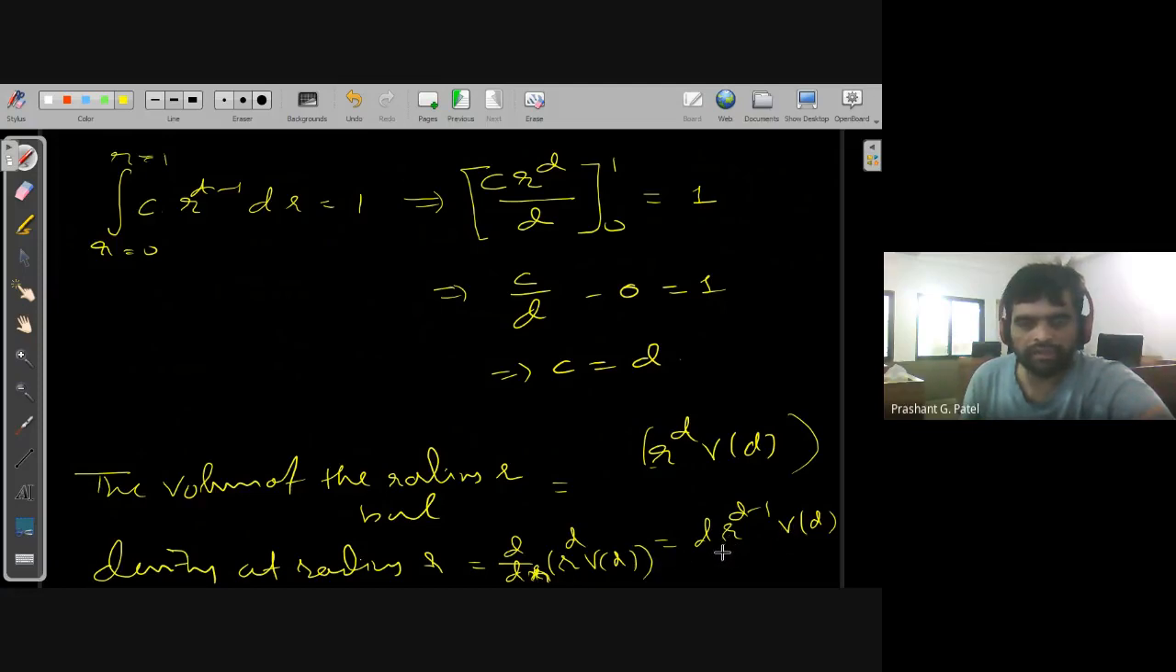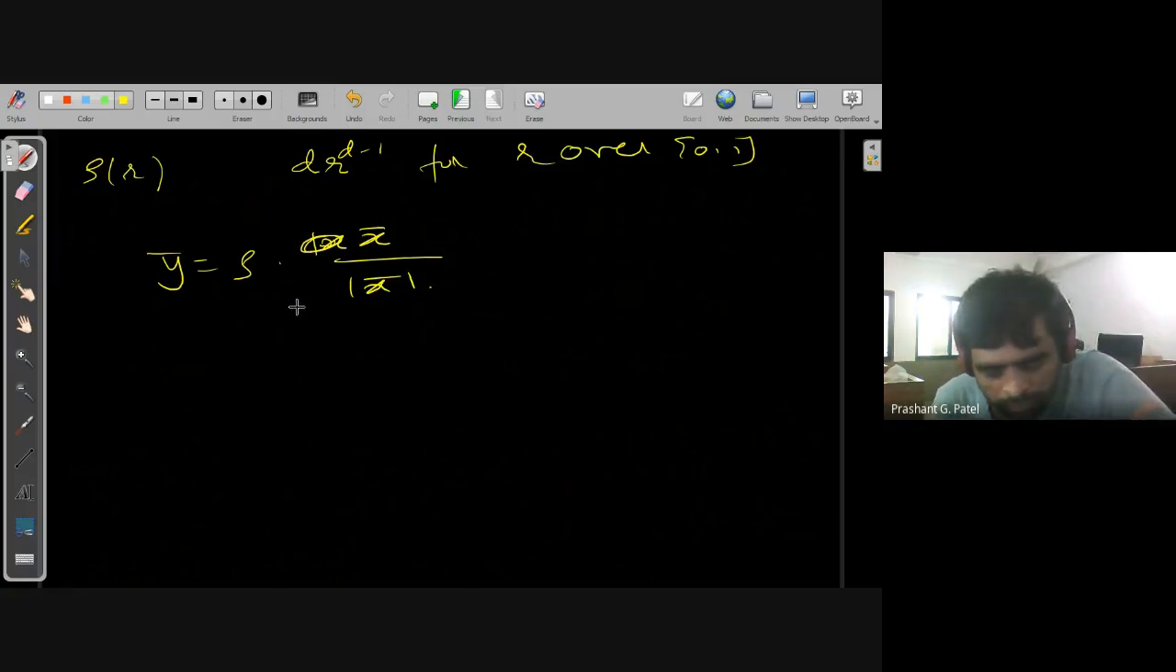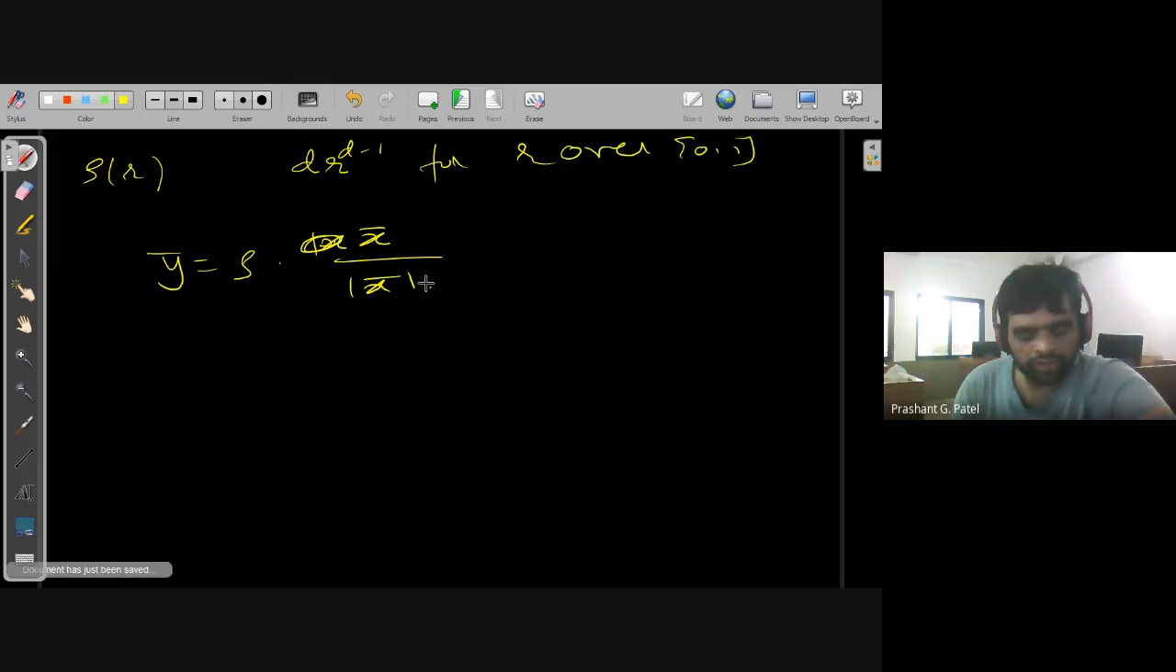So we have to pick this rho r with the density equal to d r power d minus 1 for r over 0 to 1. And we succeed by generating a point y bar is equal to rho into x bar upon mod of x bar, uniformly at random from the unit ball using the convenient spherical Gaussian distribution.